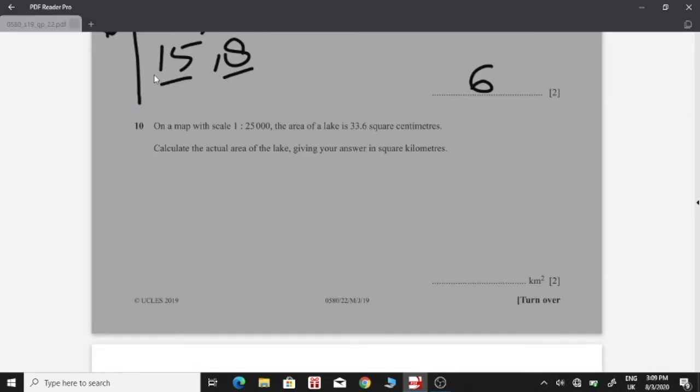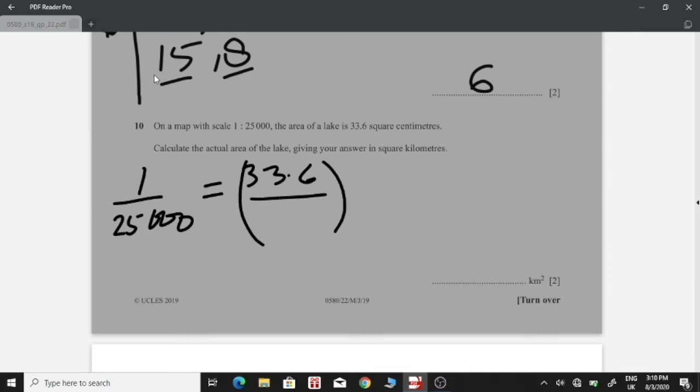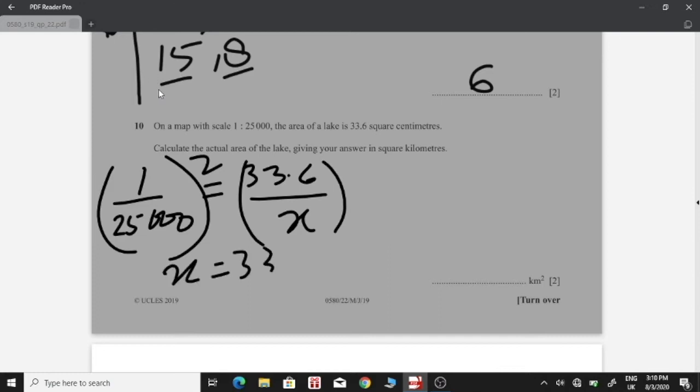On a map with scale 1 is to 25,000, the area of a lake is 33.6 square centimeters. Calculate the actual area of the lake, giving your answer in square kilometers. Okay, so we have the scale as 1 is to 25,000, and the area of the lake on the map is 33.6 centimeters square. Now we have to figure out the actual area of the lake. So I'm going to be squaring this value. So x is equal to 33.6 into 25,000 square.